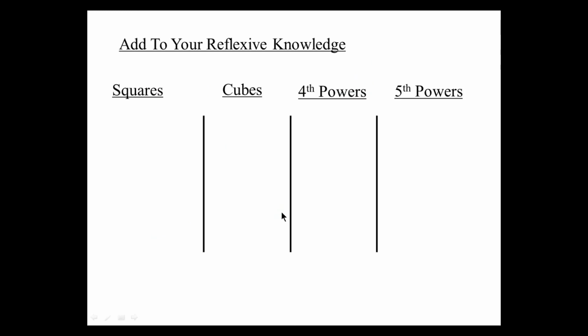Let's move on. Your reflexive knowledge. If a person learns their times tables, they know that 9 times 7 is 63 without having to think about it. They know that 6 times 8 is 48. They don't have to think. It's a reflex. I would suggest that you add to your reflexive knowledge. You should know some things, like the squares. You should know your squares.